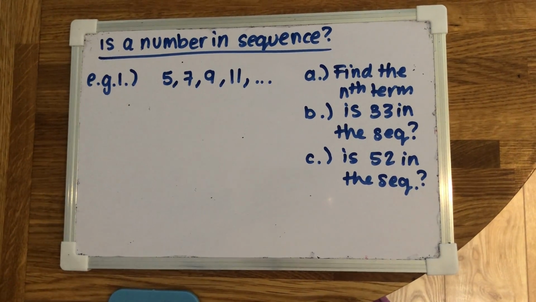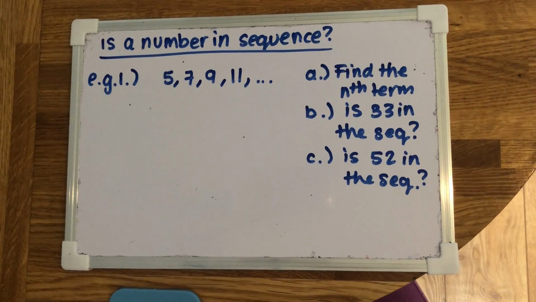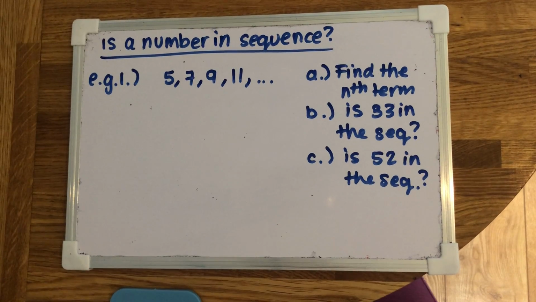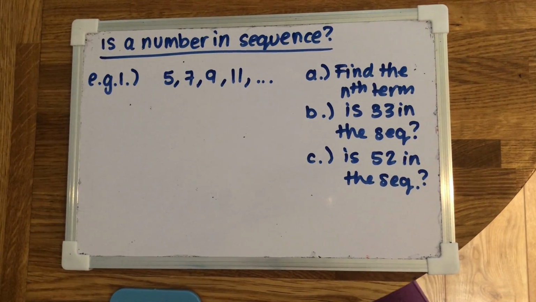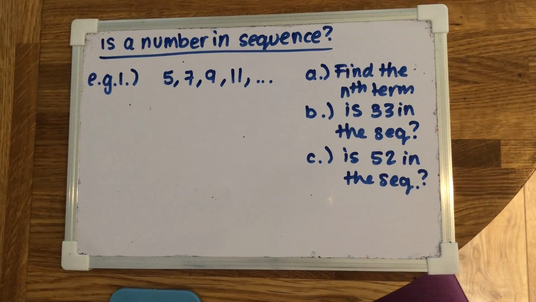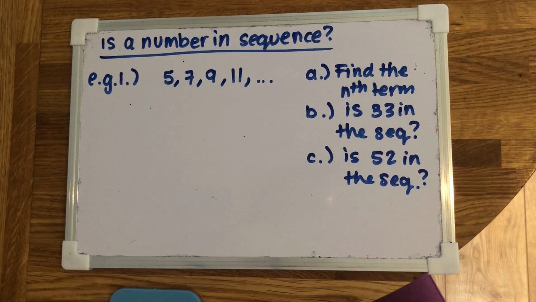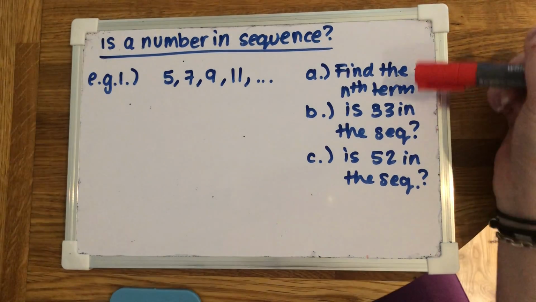Okay, so the next thing we're doing is working out whether a particular number is in a sequence. To be able to do this, you do need to be able to work out the nth term of a sequence. So if you've not done that, you need to do that first. I've written a few questions here.